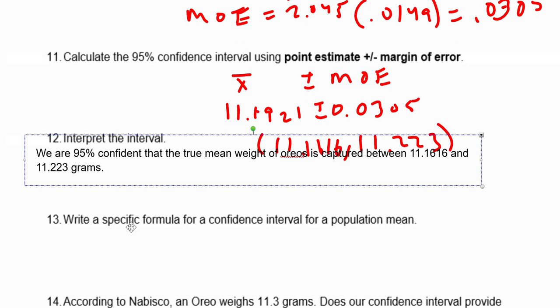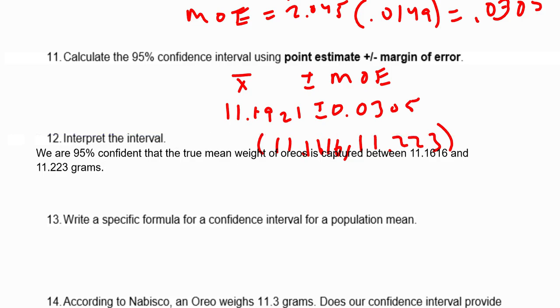So if we had to write a specific formula for a confidence interval for a population mean, well, we have a general formula, which I already said up here. It would just be, we take our point estimate, plus or minus our critical value, which is our t-value, times our standard deviation of the sample over the square root of n. And that is our general one.